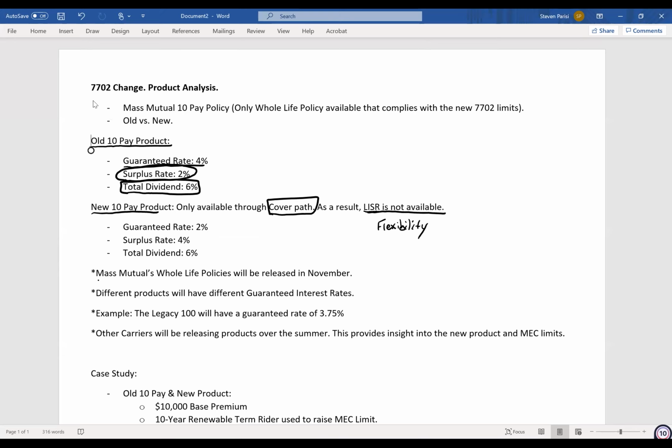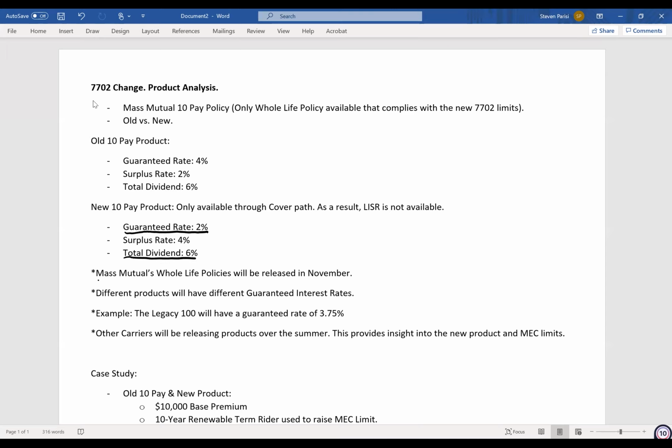Specifically looking at the guarantees, here's a big difference you'll likely notice right off the bat. You probably saw it already. The old product had a guaranteed rate of 4%. The new product has a guaranteed rate of 2%. Now, MassMutual still applies a total dividend interest rate of 6% to the policy. What that means is that the declared surplus rate for it would actually be 4%. So I still get that 6% no matter what, but we see a flip-flop there.